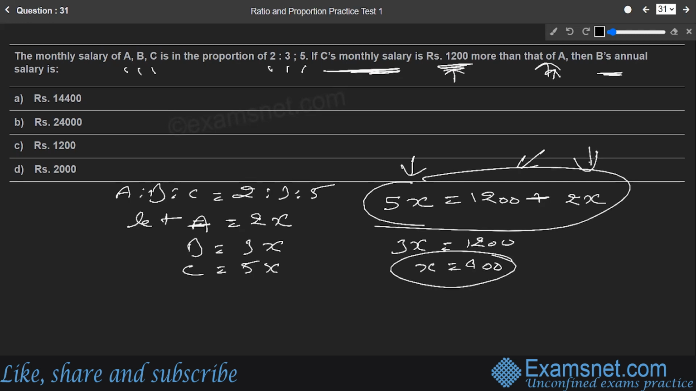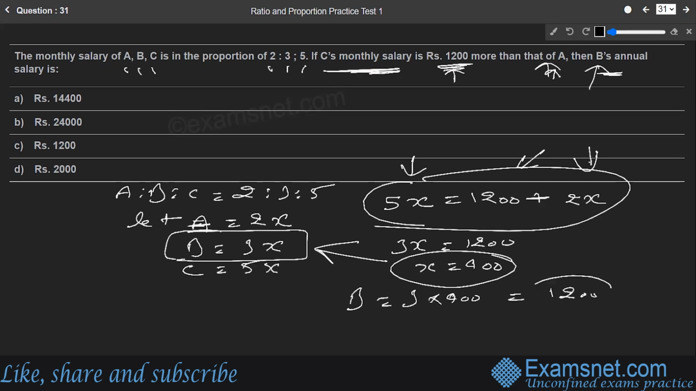What are we supposed to find with this x? They say find out B's annual salary. How much B's salary had we assumed? We had assumed it to be 3x. So we can find B's salary as 3 into 400, that is nothing but 1200 rupees. So 1200 rupees becomes B's salary.